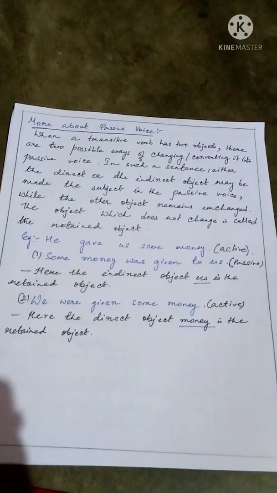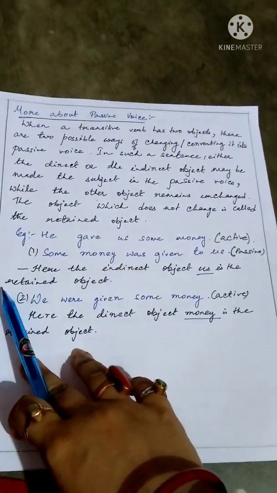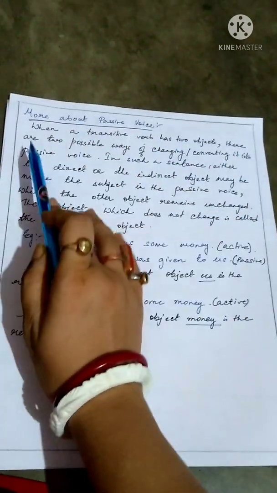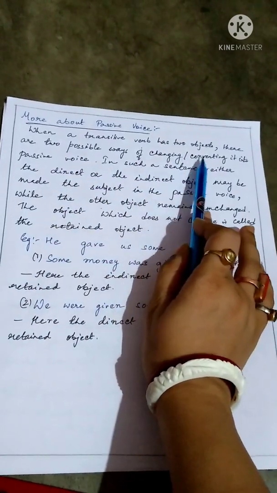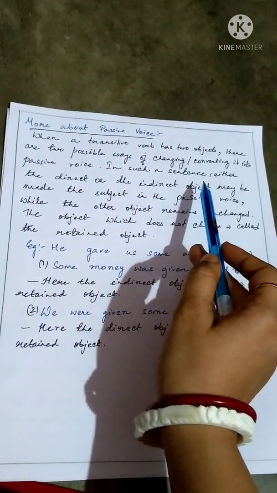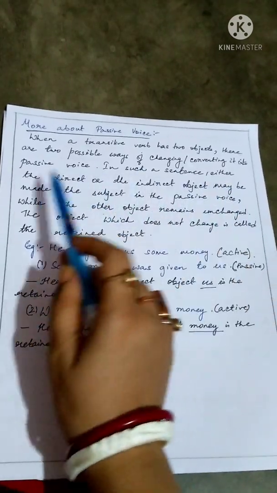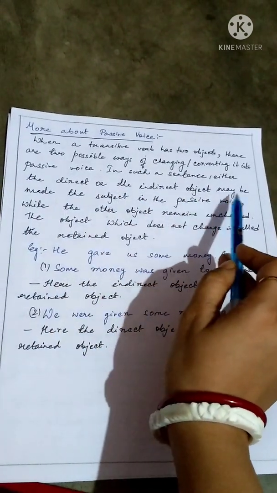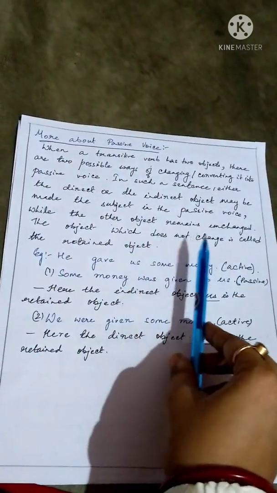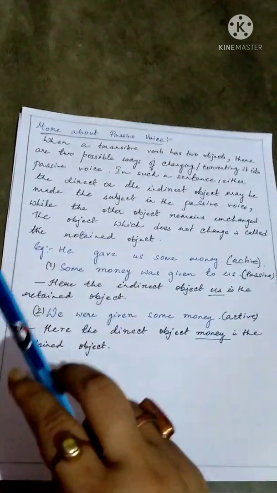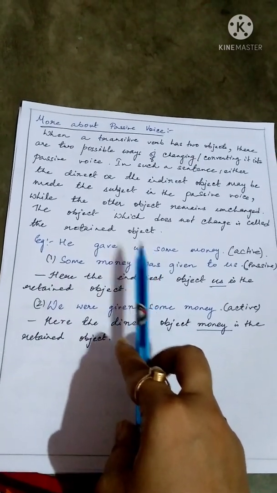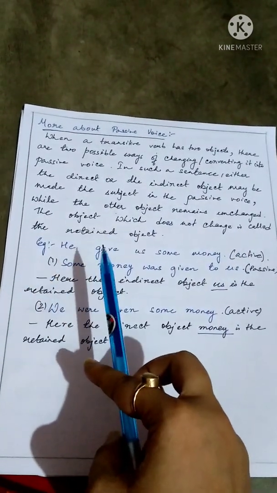Now, a few more points about passive voice. When the transitive verb has two objects, there are two possible ways of converting it into passive voice. In such a sentence, either the direct or the indirect object may be made the subject in the passive voice, while the other object remains unchanged. The object which is not changing is called the retained object. Now, to understand it, let us see a few examples.